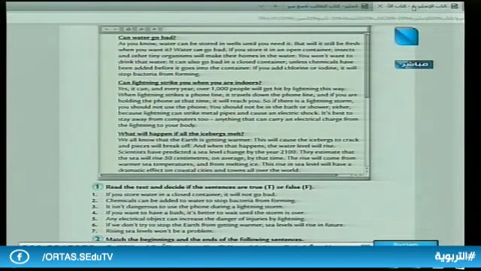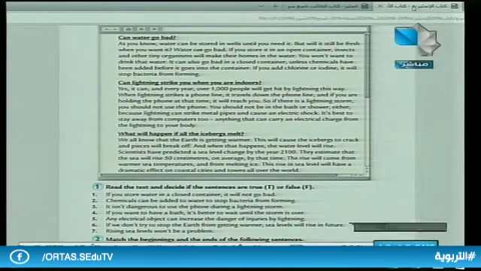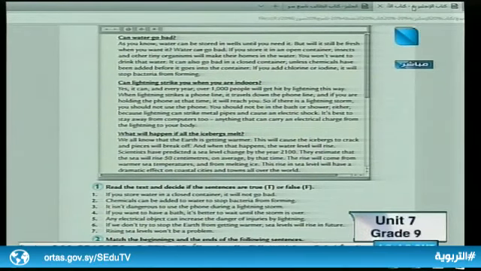Page 42, we have this reading text. This reading text consists of three paragraphs. Each paragraph is different from the other. We have three different ideas, themes. We are going now to talk about these different ideas.